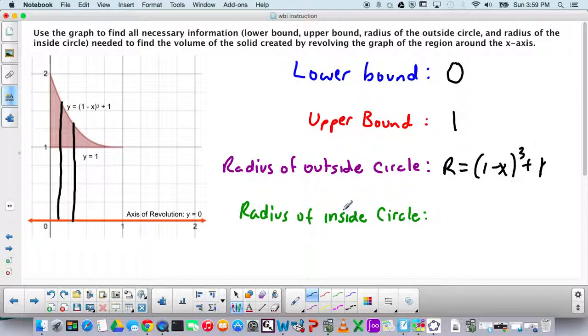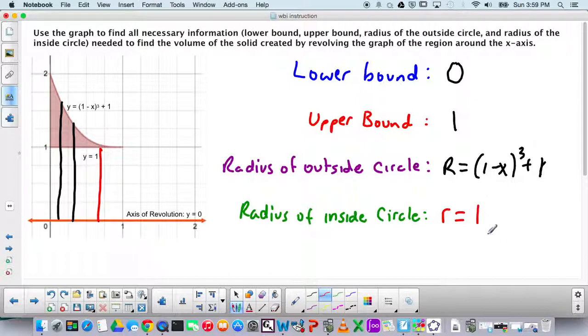And then we want to find the radius of the inside of that circle. Well, that's going to be the distance from the axis of revolution to the inside of the region. So now I touch the inside of the region. No matter where I drag that region inside here, I'm always touching that graph y equals 1. So my radius of the inside of the washer that we're going to end up rotating is going to be little r equals 1.